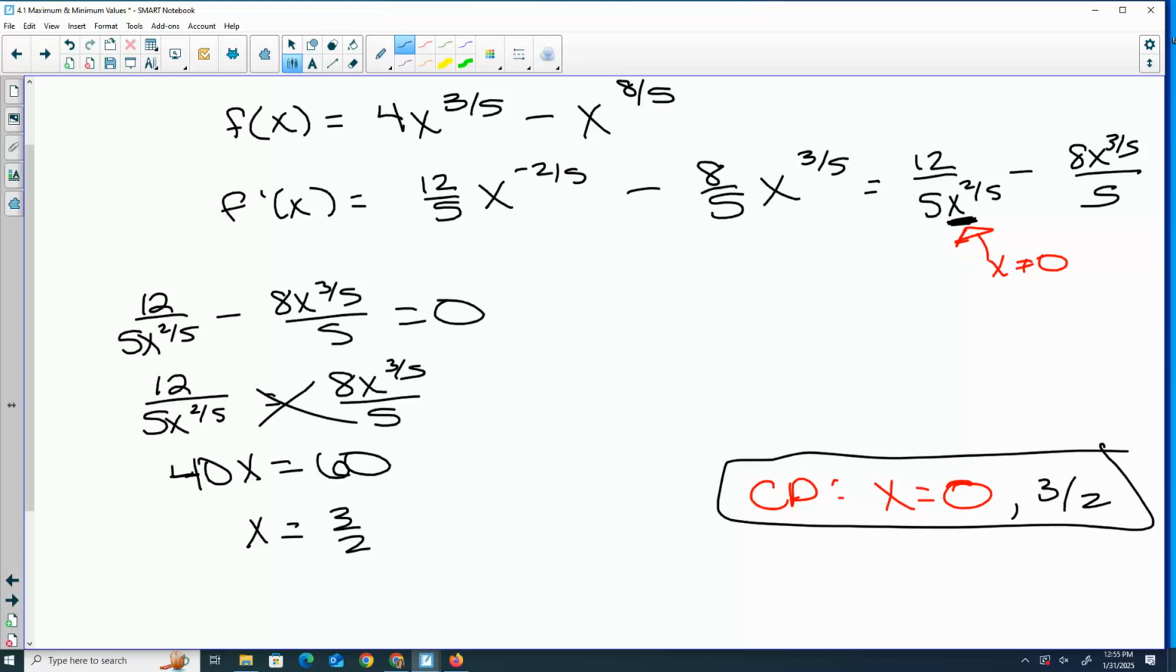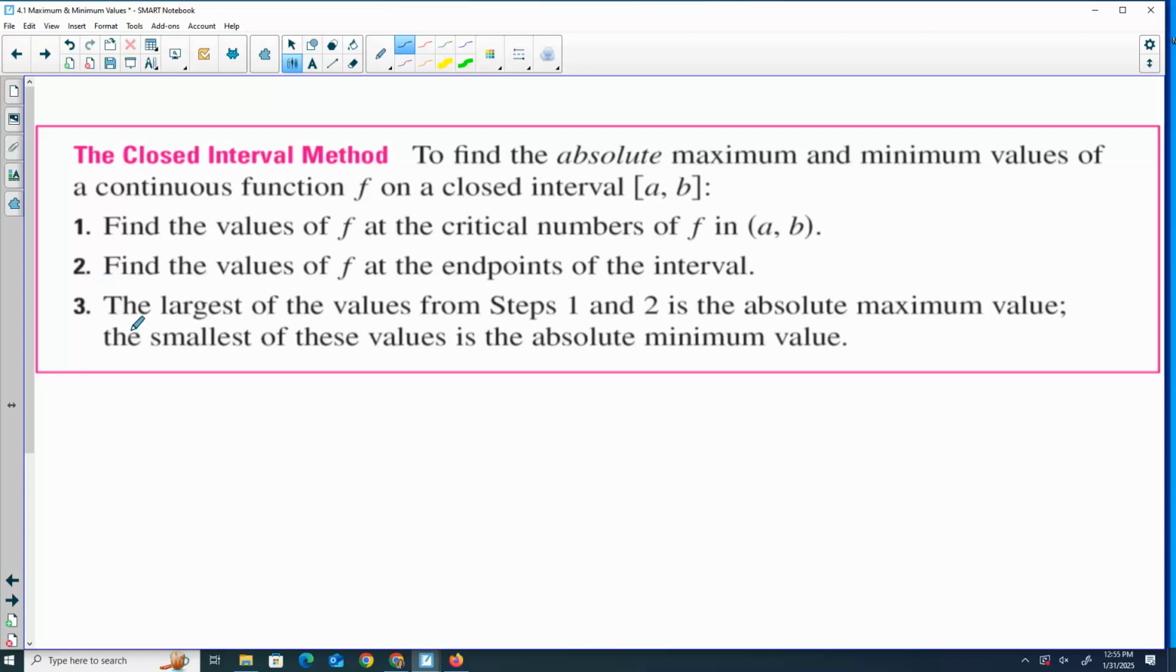Is that okay? So that's how we find our critical numbers. To decide what our maxes and mins are, we have to find our critical points. Then we plug the critical points and the endpoints into the interval, and the biggest y value is our absolute max and the lowest is our absolute min.